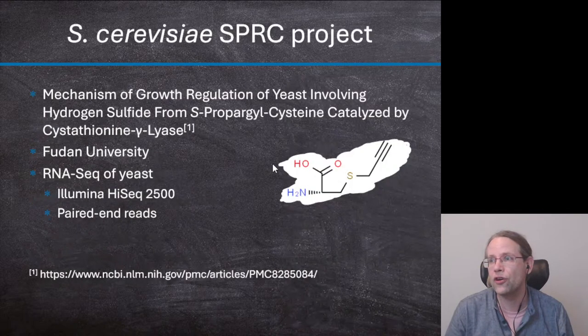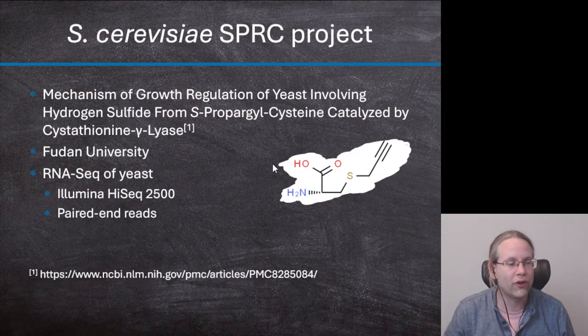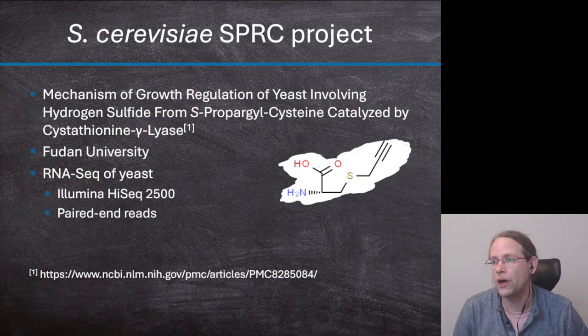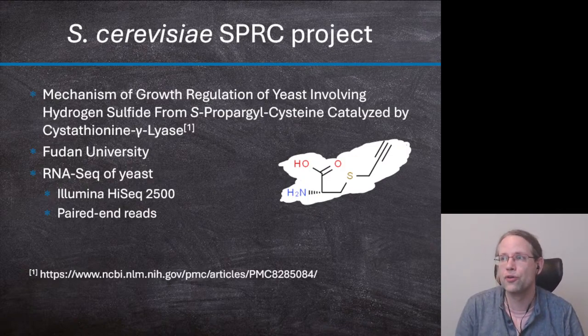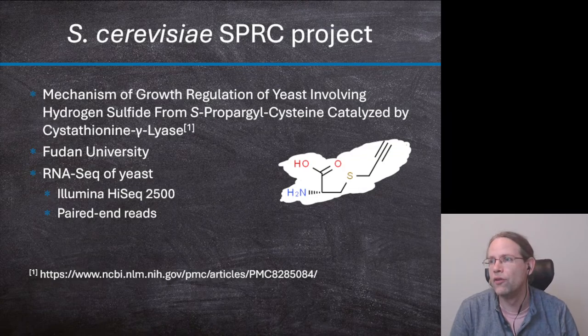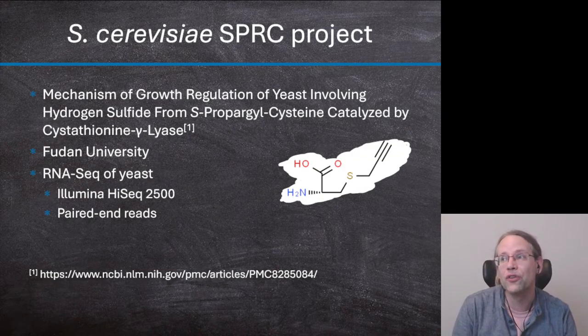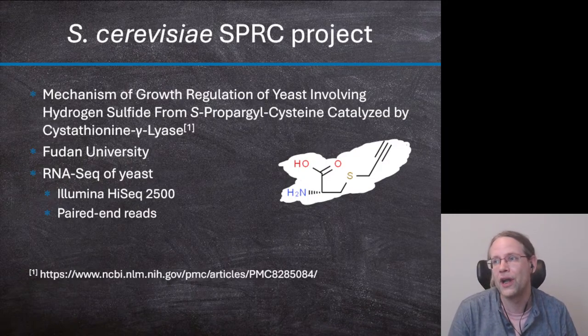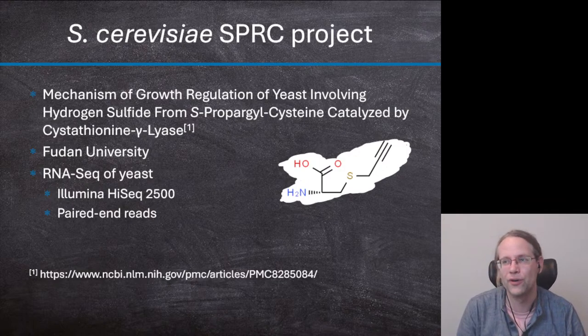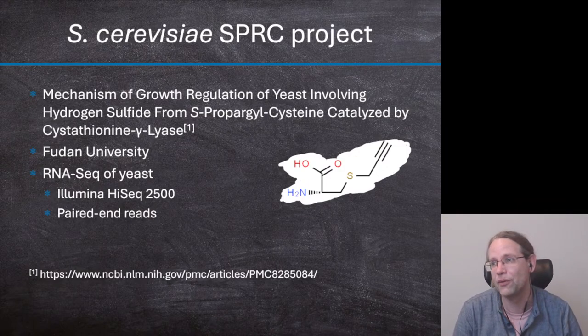So let's start with the project, right? The data set that we are using, perhaps people have read the paper already. There's a link to the paper here, but it's called The Mechanisms of Growth Regulation of Yeast Involving Hydrogen Sulfide from S-propargyl cysteine catalyzed by something. I'm not even going to pronounce that. There's a gamma in there, so I'm going to butcher it anyway if I would say it.